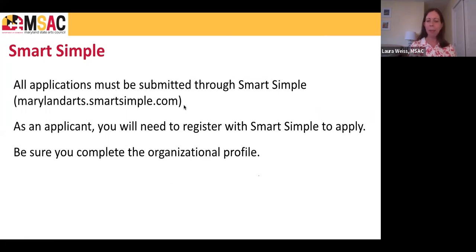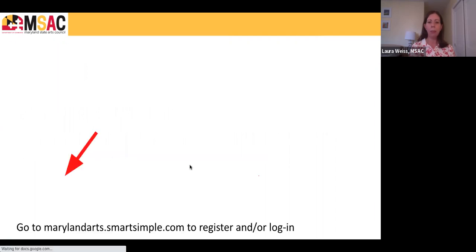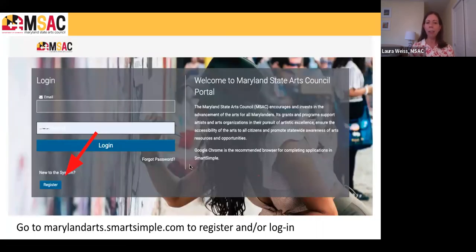All right. Just a quick walkthrough now of Smart Simple, which is our grants platform. I think that probably many of you are already registered within Smart Simple. But if you are not, you would need to register as an organization to submit your GFO intent to apply application. To do that, you go to marylandarts.smartsimple.com.